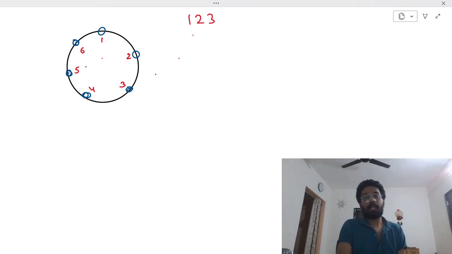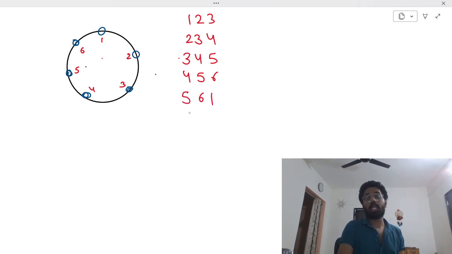Alright guys, now 2, 3, 4 is also a fault. 3, 4, 5 is also a fault. 4, 5, 6 is also a fault. Now you can see we are having different combinations now. 5, 6, 1 is also a fault, and 6, 1, 2 is also a fault.